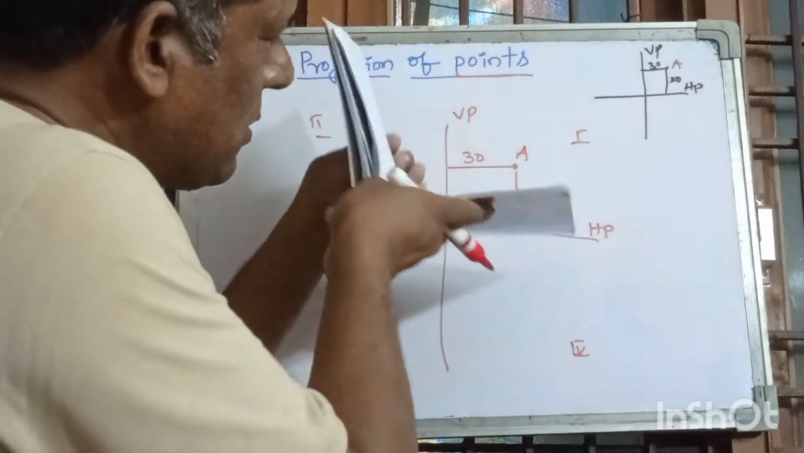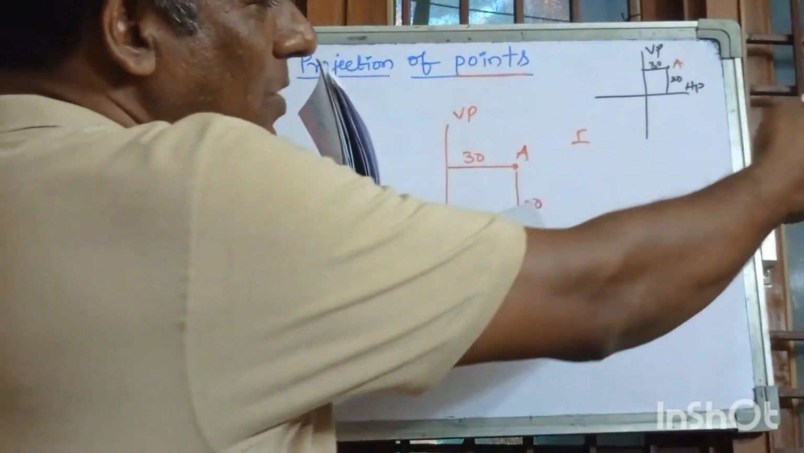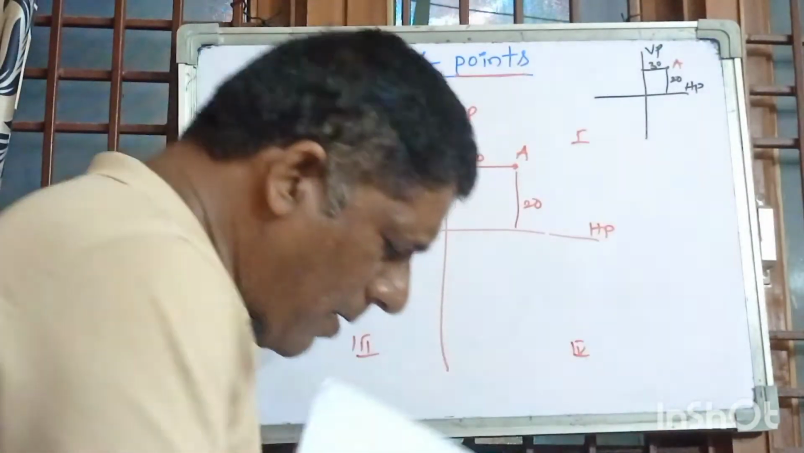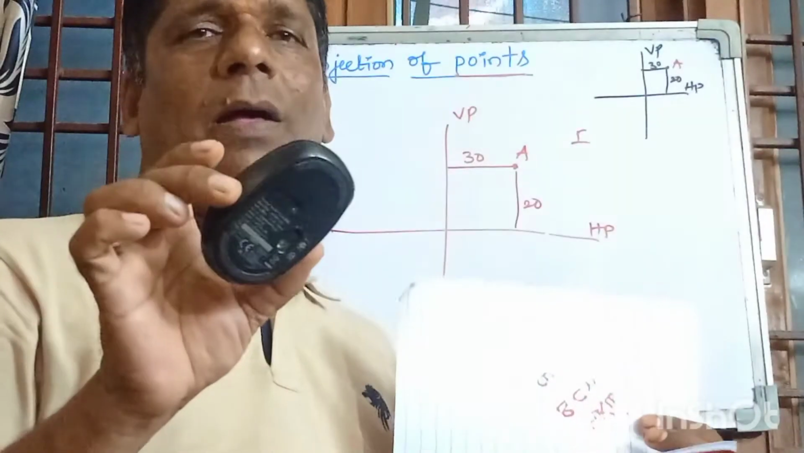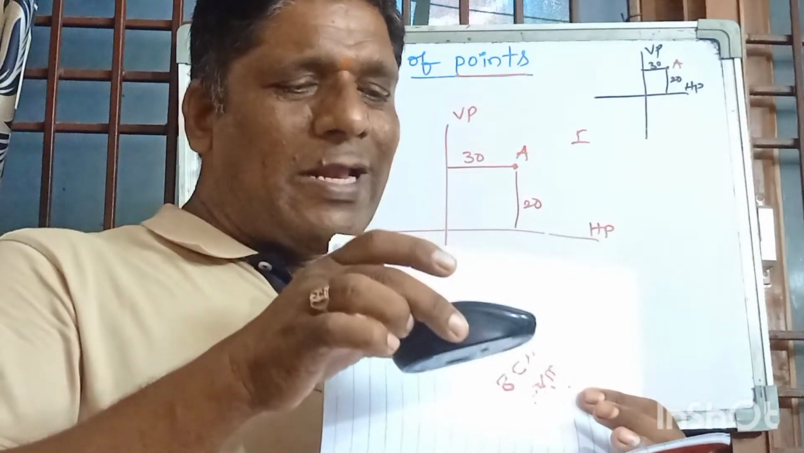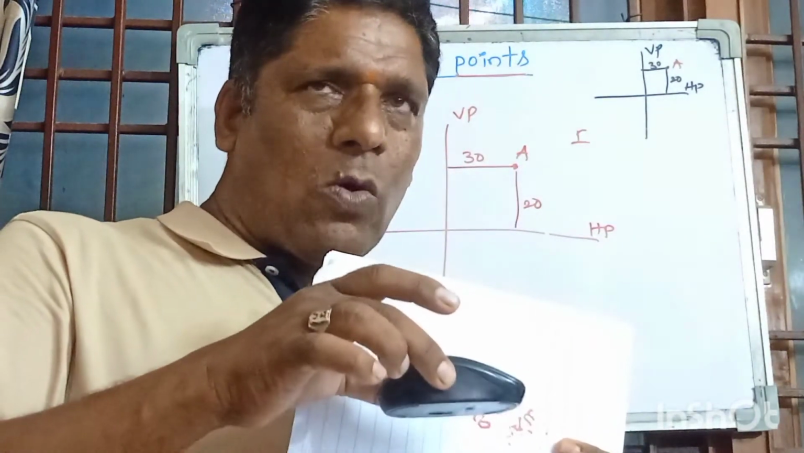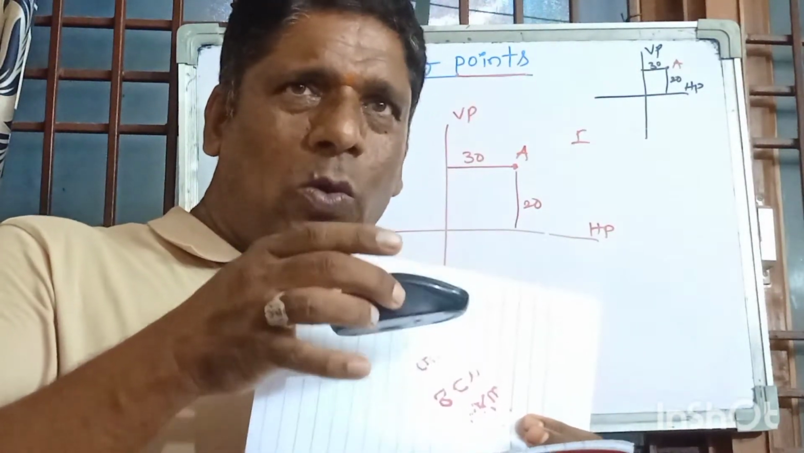Now assume that this is a book, and I am keeping it here. From here you are observing the front view, so I am keeping the same thing towards your eyes. Now assume that this is the point. The point is above HP, moving up from the horizontal plane, 20 mm above HP.